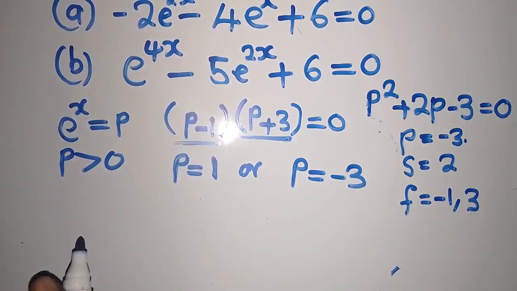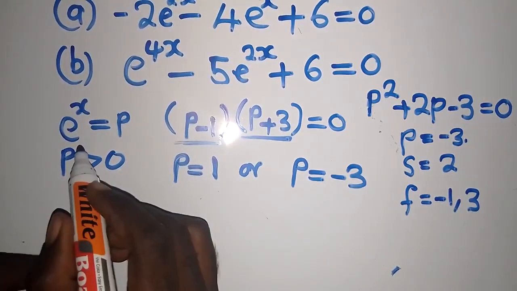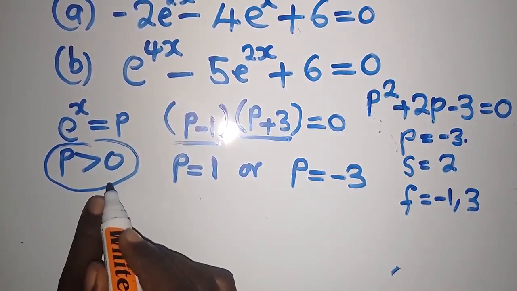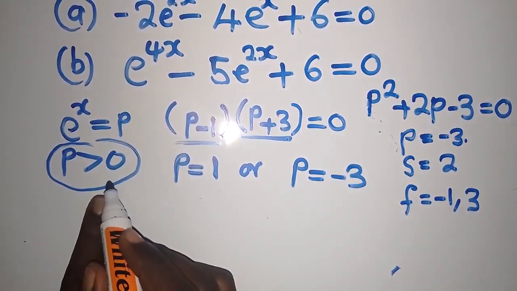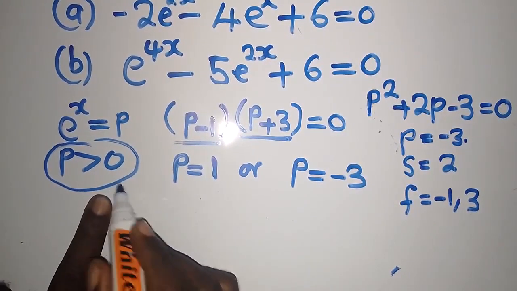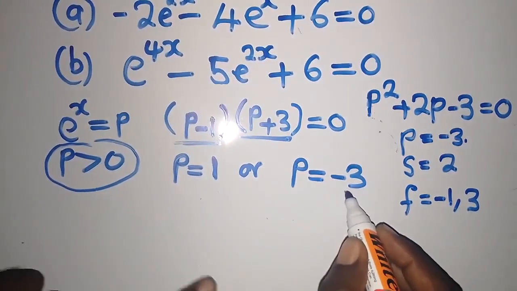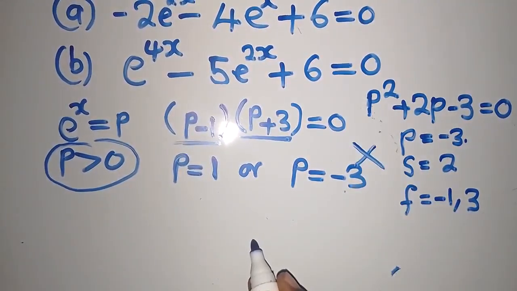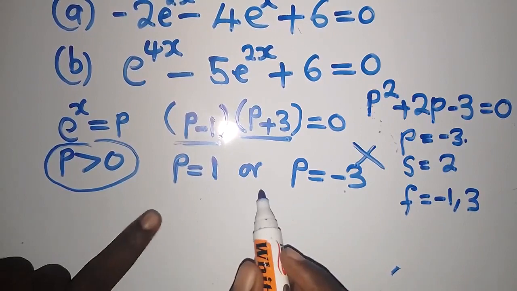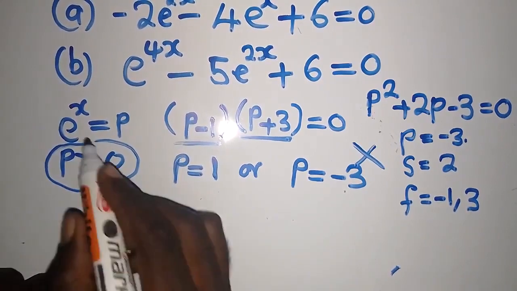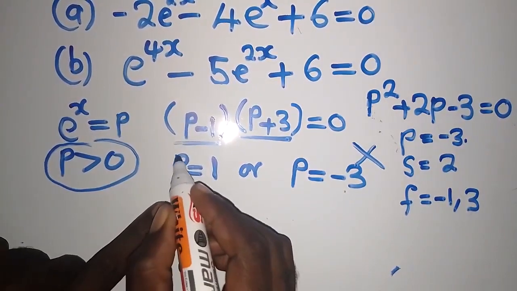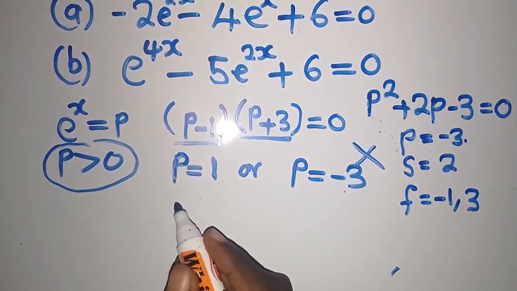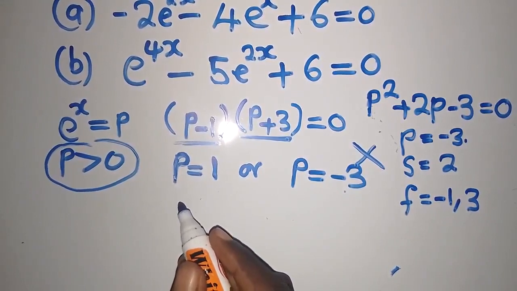So with this now, have you seen this point here? What did I say? P is greater than 0. P is always greater than 0. So it means this P, negative 3, is not your answer. You are going to exclude that. You want to find the value of X, not P. So I said here you can use any letter. If you want, you can use Z, or any letter that starts with your name, as long as you've gotten the concept.